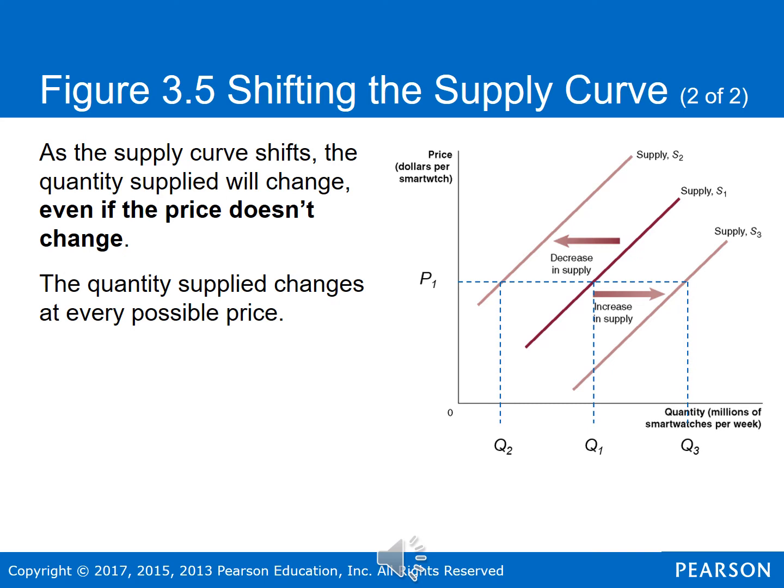Conversely, if there's a decrease in supply, so we're moving from supply curve S1 to S2, even staying at that initial price, the quantity supplied is going to decrease from Q1 to Q2.